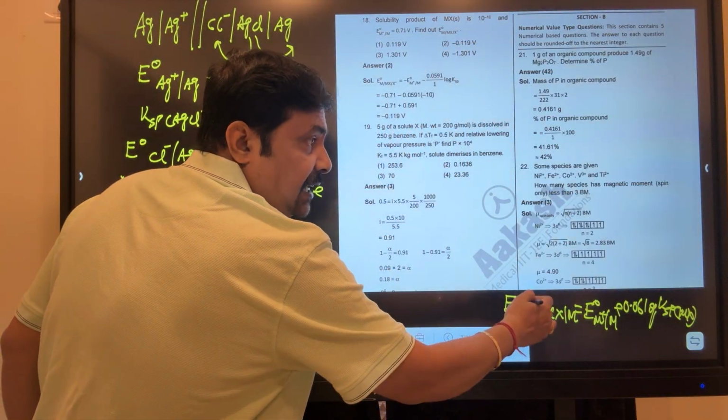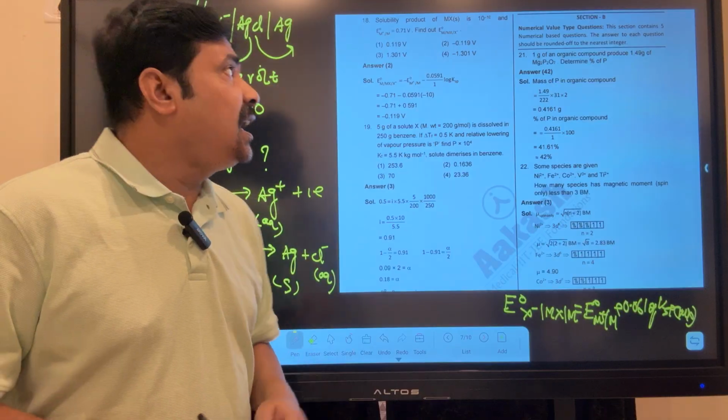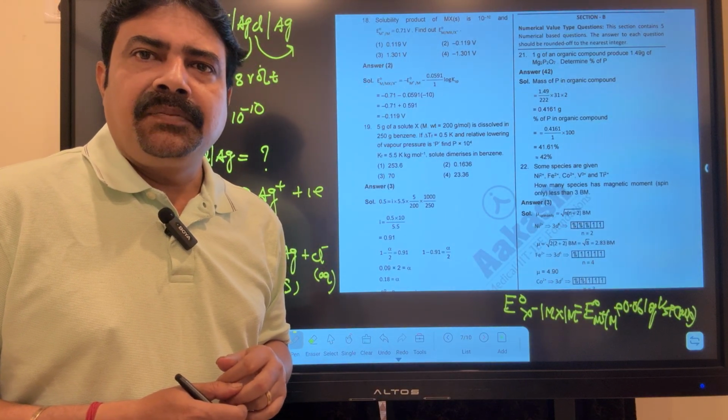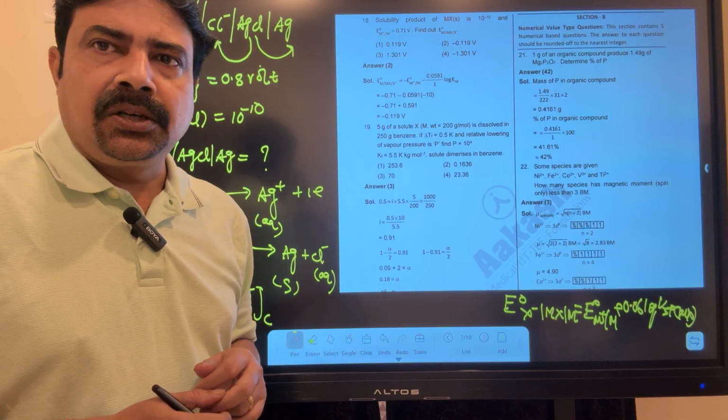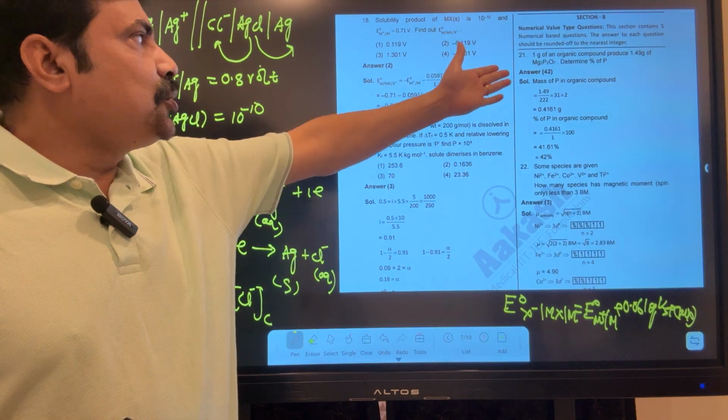That means if it is acting as a cathode, make it reverse, make it minus, and immediately you will get the E naught of MX X minus. I hope I was able to give clarity. Okay, I hope you understood. Then there are some direct questions.